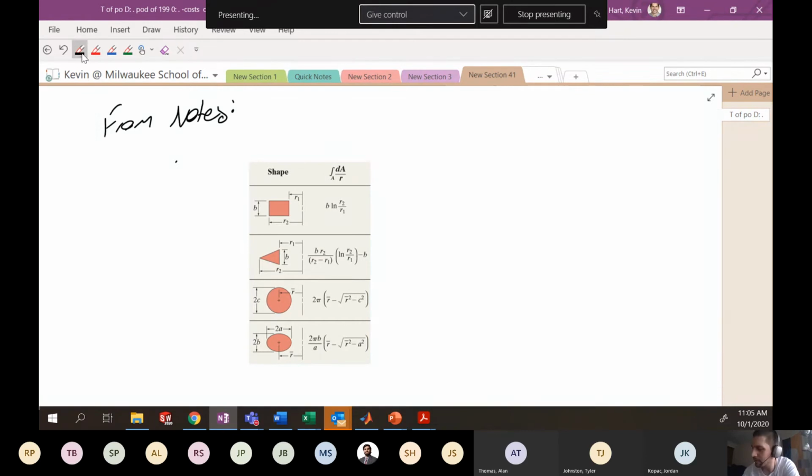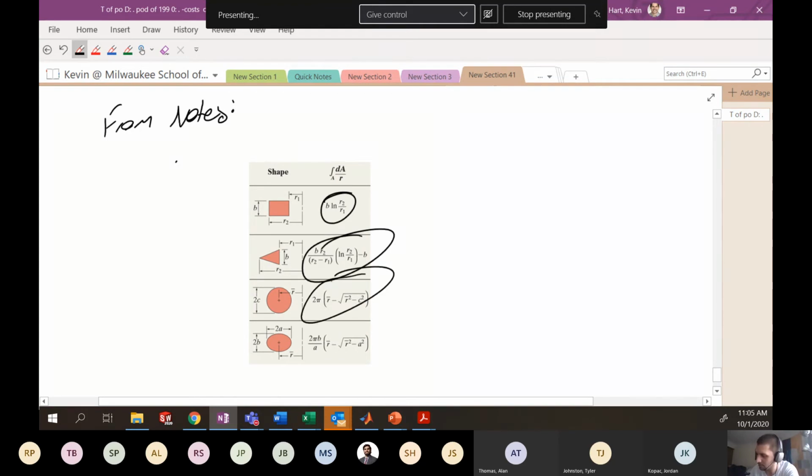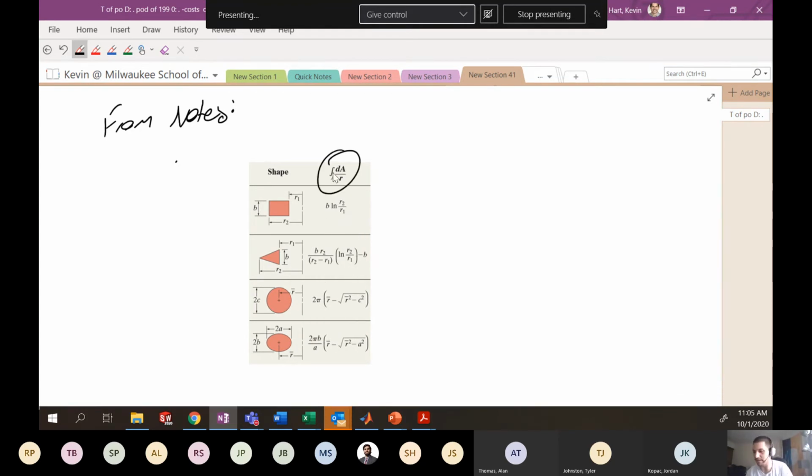All right. See the idea here? Again, rectangular cross-section. Here's the location of the center of curvature. And then we have a variety of different expressions here that satisfy this dA on R.